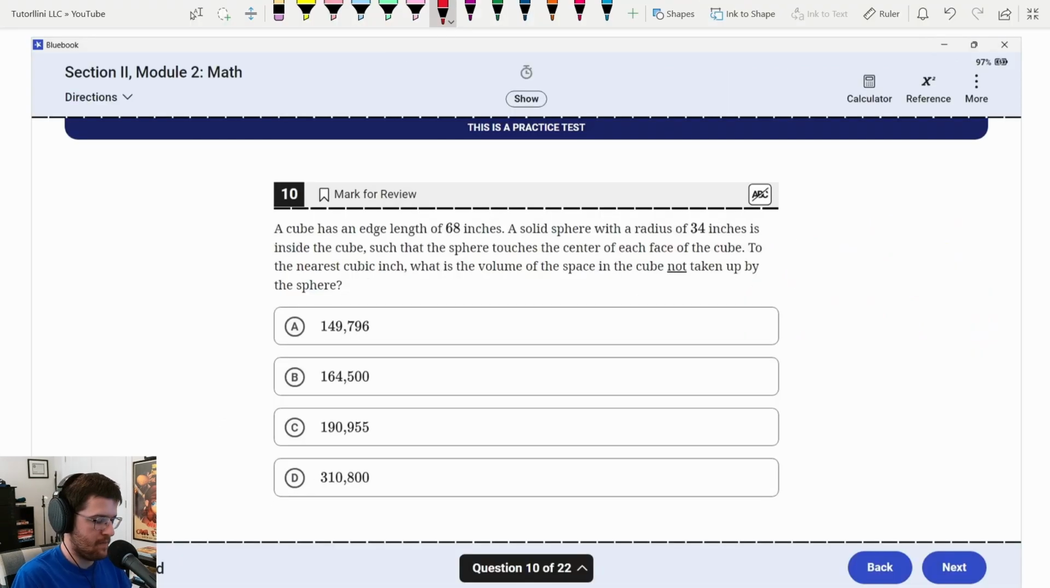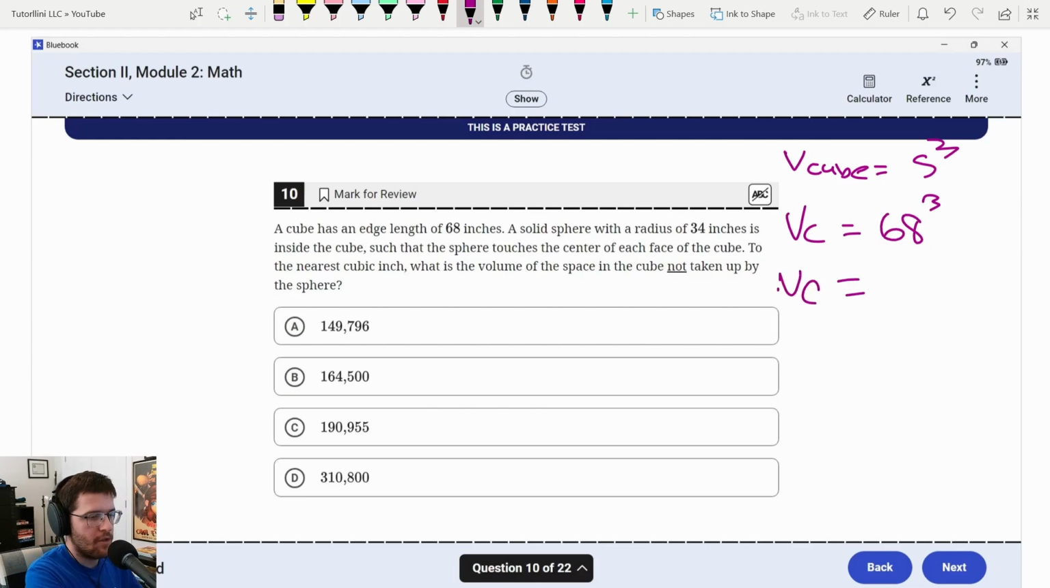Okay, question 10. So the volume of a cube is equal to s, the side length or edge length, cubed. That's not on the reference sheet. That's just something you want to know. So for this cube, the volume is 68 cubed. And that gives us 314,432.